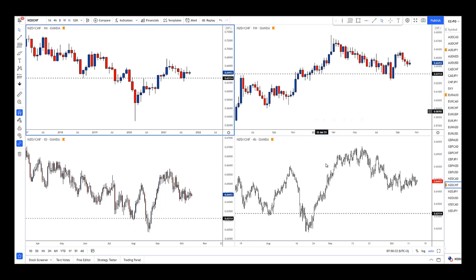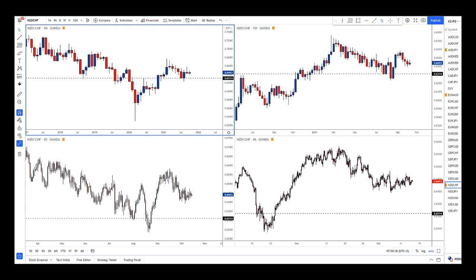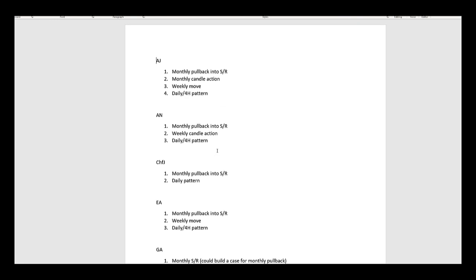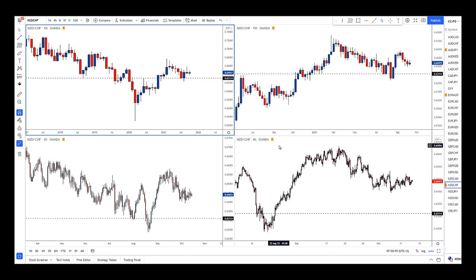Will this work out? I have no idea. What I do know is when I follow these simple steps, I have an edge. And I'm doing lots of backtesting and everything. So that's my edge in the market. So let's see how things go.